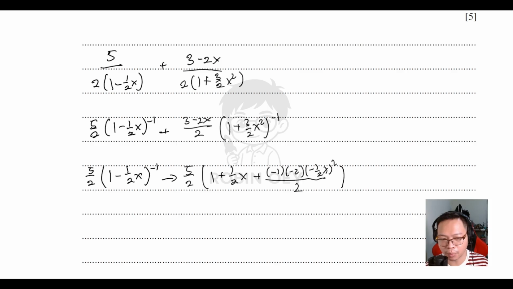Now we just have to simplify that. 5 over 2 times 1, and so on. Oh, x cubed, sorry, so we need another term.